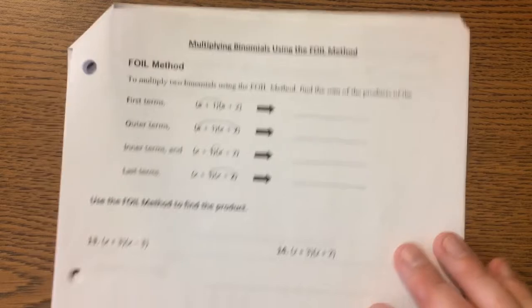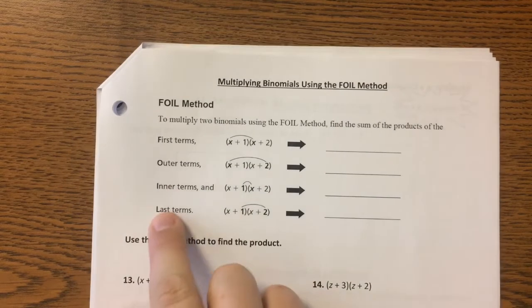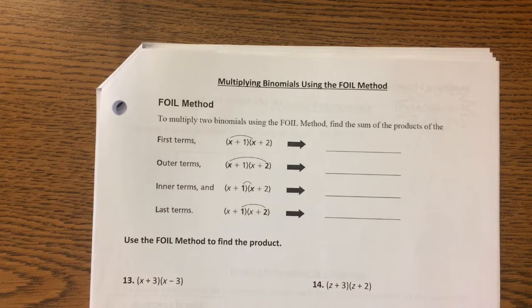So this is called the FOIL method. FOIL here is an acronym that stands for first, outside, inside, last. You did this in biology too. Perfect. So hopefully this is crossing over. Basically, this is just another way to keep track and organize all of your multiplication.